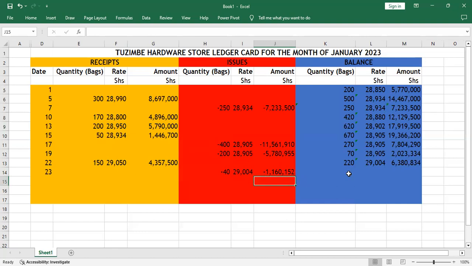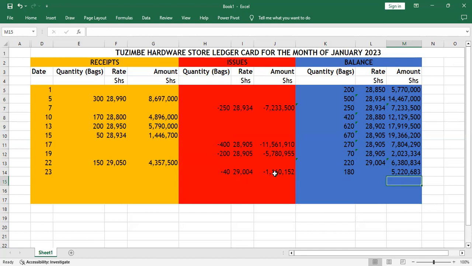giving us this. But remember, since we are returning, our quantity at hand reduces by 40 bags, so we have 180 bags now. Then the amount column of the balance will also reduce as a result of this issue. So it is 6,380,834 minus this, giving us 5,220,683.